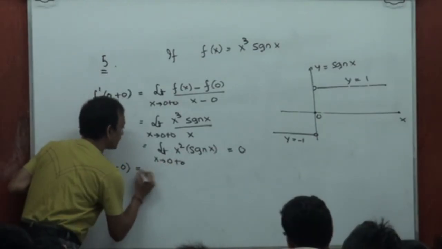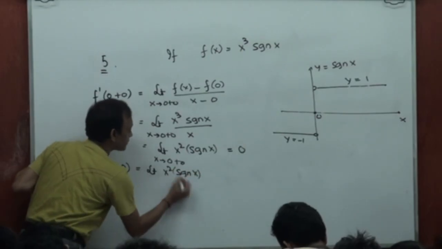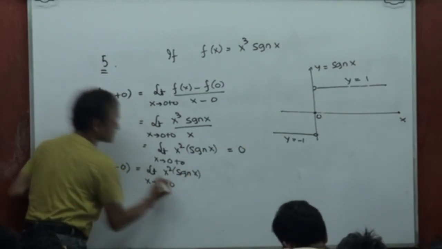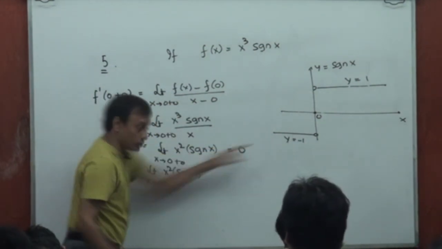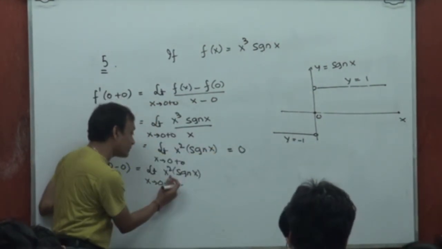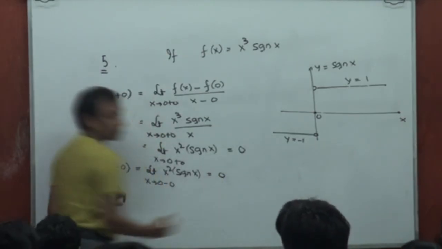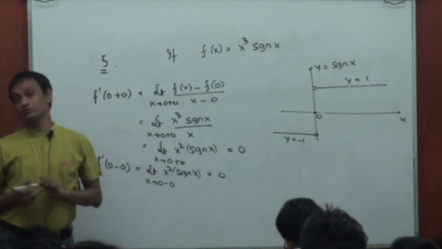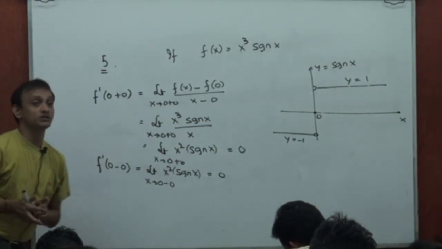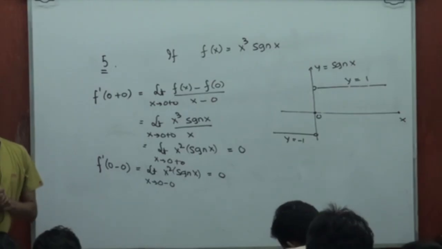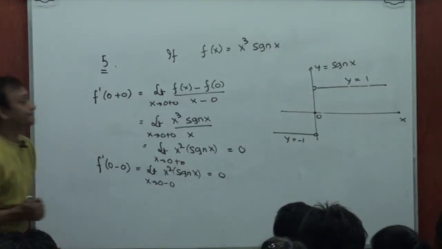This will be like limit x squared signum x, x tends to 0 from the less than 0 side. When x is slightly less than 0, signum x is identically equal to minus 1. So you can replace this by minus 1. So minus 1 into x square as x tends to 0 will still be 0. So the left hand derivative at x equal to 0 is equal to the right hand derivative at x equal to 0, and the function is differentiable at x equal to 0. Got me?